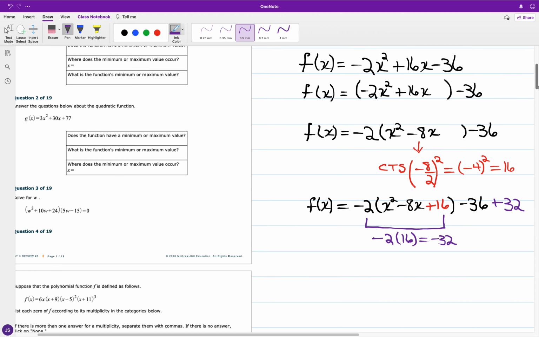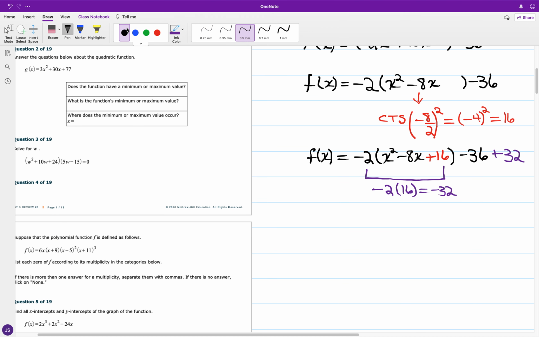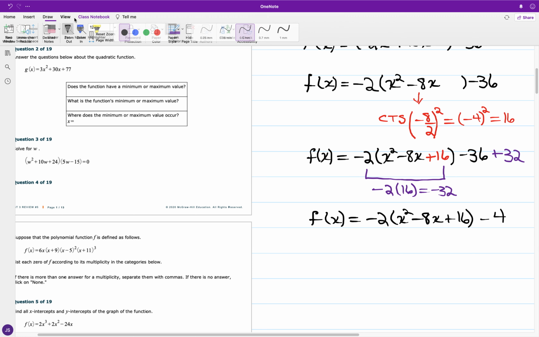at the end. And so in the rewrite, f of x is equal to negative 2 times the quantity x squared minus 8x plus 16, and negative 36 plus 32, which gives us negative 4.